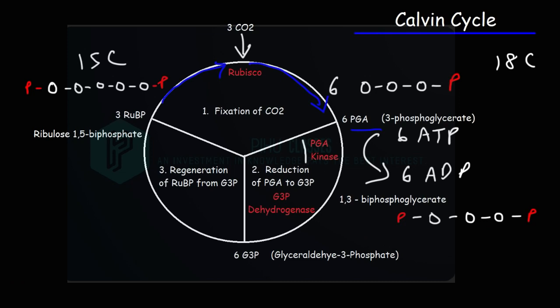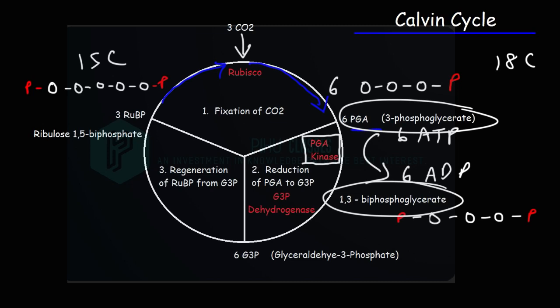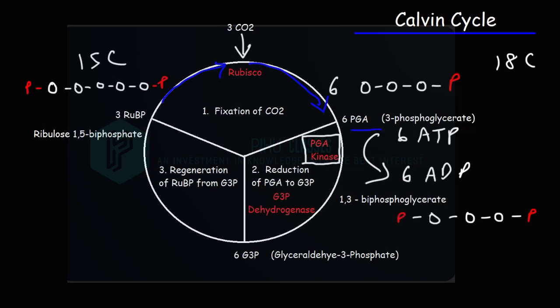So as we could see here, PGA kinase is an enzyme that catalyzes the conversion of 3-phosphoglycerate into 1,3-biphosphoglycerate. So ATP gives up a phosphate in order to become ADP, and that phosphate is transferred to this molecule. As you can see, we now have 2 phosphate groups. So anytime you see a kinase enzyme, it catalyzes the transfer of a phosphate group from one molecule to another.